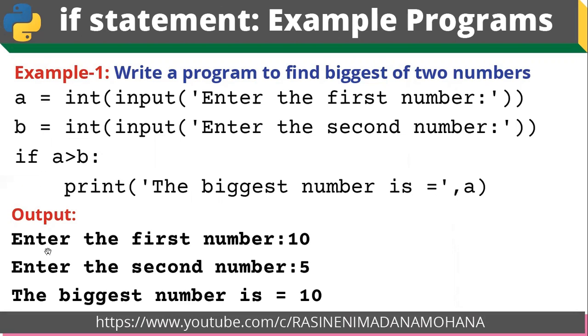For example, the output is shown here. The first number is entered as 10, the second number as 5. Now you can see 10 greater than 5, the condition is true. So therefore, the biggest number is a. What is a here? 10. This is the output of this program.